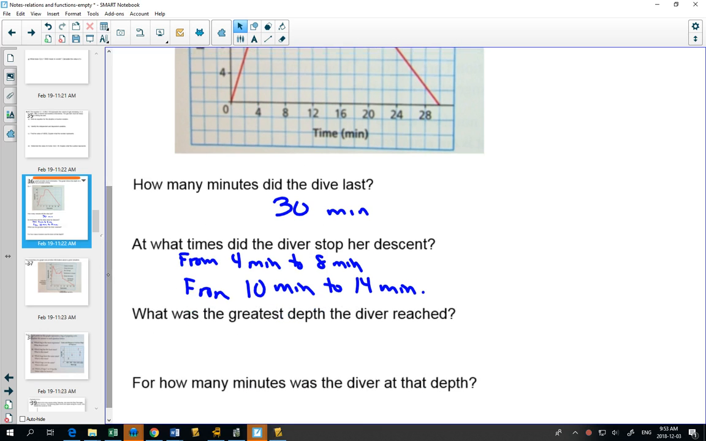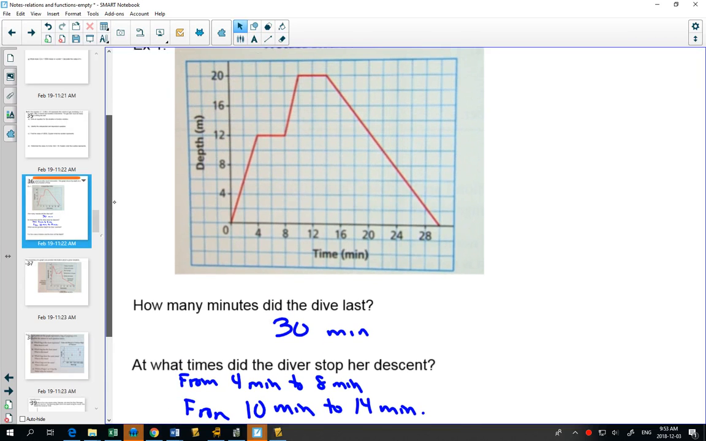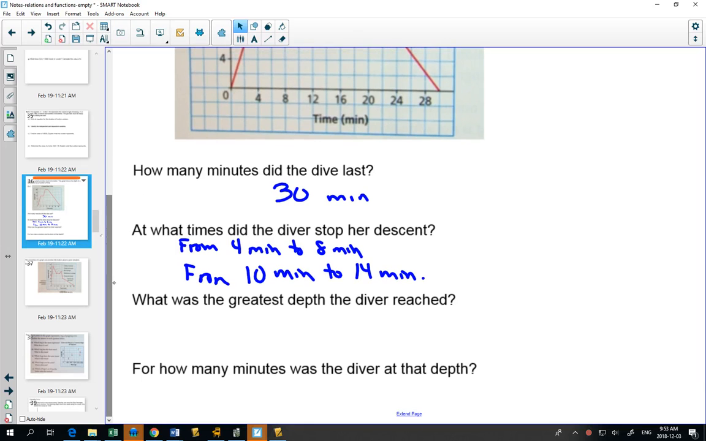What was the greatest depth the diver reached? According to the graph, the greatest depth was 20 meters. How many minutes was the diver at that greatest depth? Well, we already know that they stopped there from 10 minutes to 14 minutes. So they were at that greatest depth for 4 minutes. So we can kind of get a story by just looking at the graph.